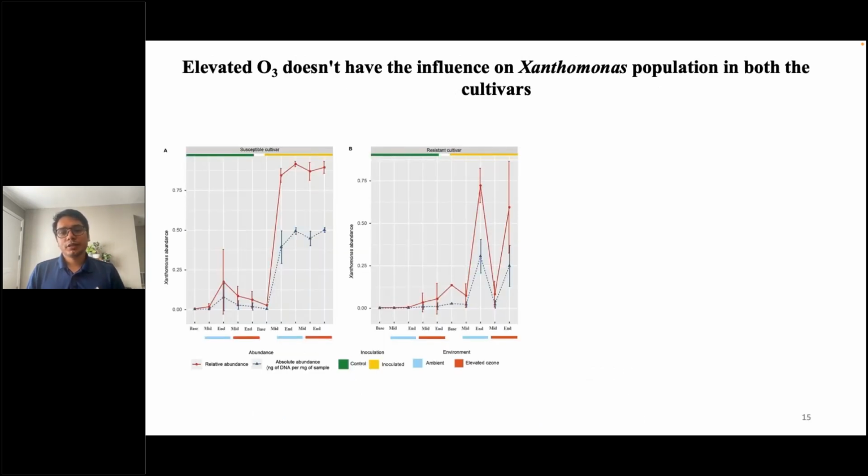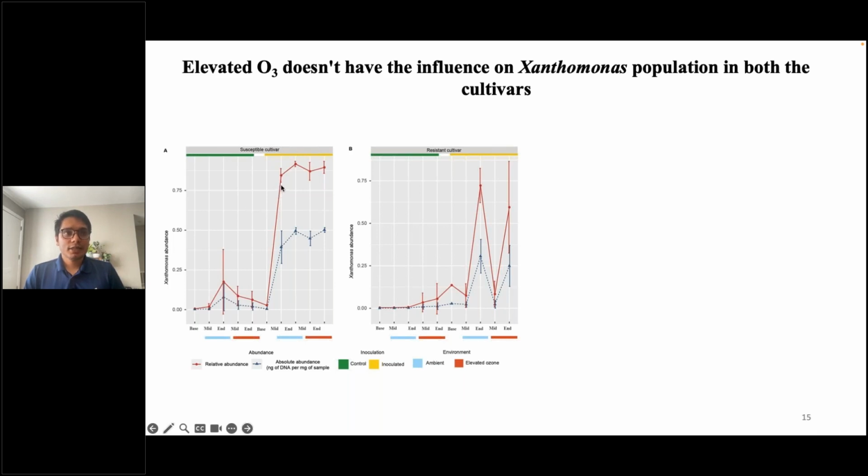So as we saw the difference in the disease severity between the ambient and elevated ozone in the resistant cultivar, we wanted to see if this difference in the disease severity is the result of the change in the pathogen abundance and if the environmental factors have any influence on it. So we calculated both the relative and the absolute abundance, using DNA concentration as a proxy, on both of these cultivars for our pathogen Xanthomonas.